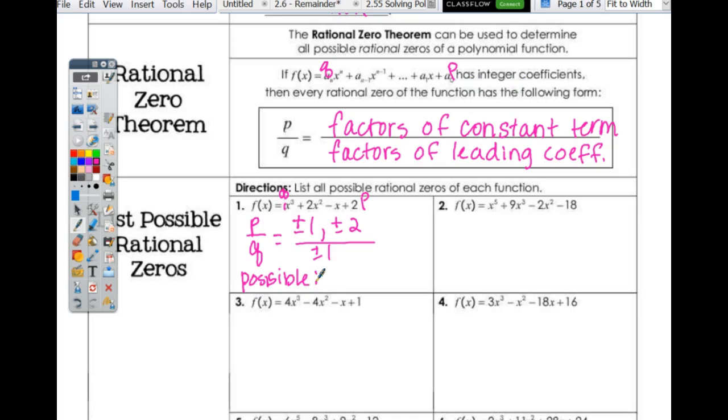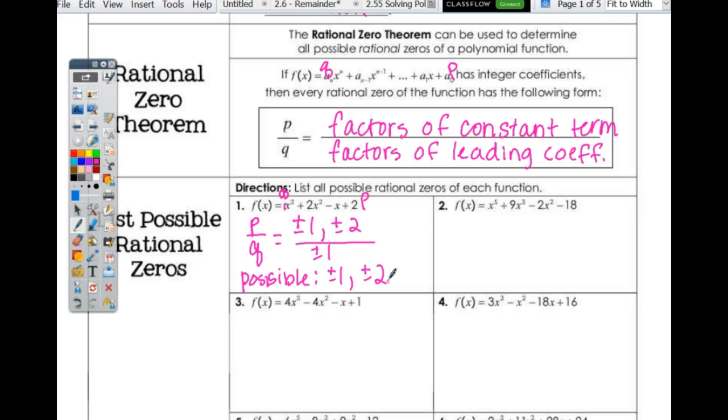So all of my possible factors are determined by dividing. So 1 divided by 1 is 1, and 2 divided by 1 is 2. So all of the factors are either plus or minus 1 or plus or minus 2 for that polynomial.